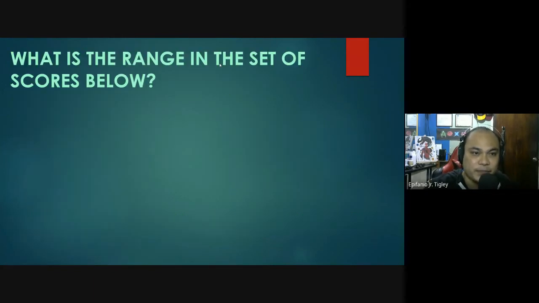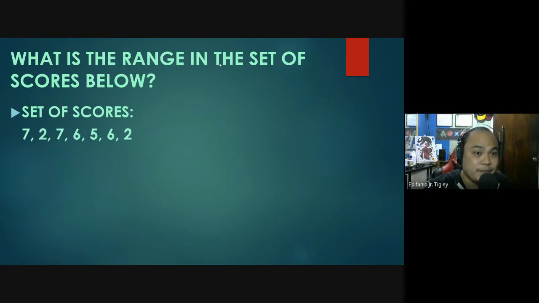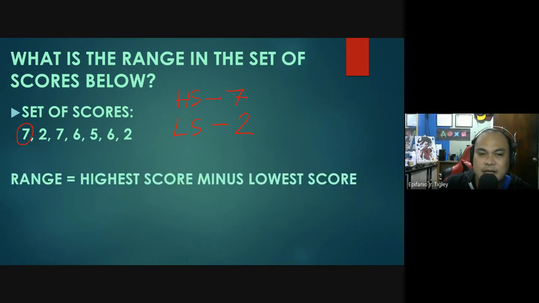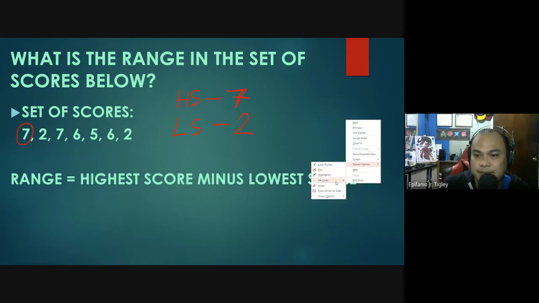Now, let's continue. So we have here a set of data. Let's determine what is the highest score there. The highest score is 7. What is the lowest score? 2. The number 2. Okay, let me change first my pointer because it's not that clear. So we have 7 and 2.